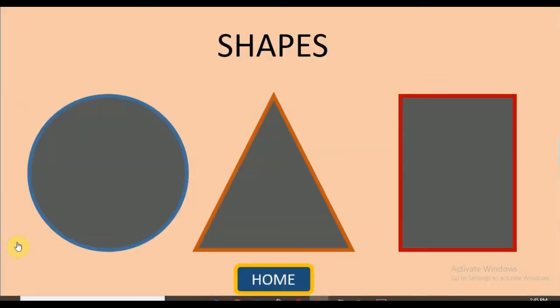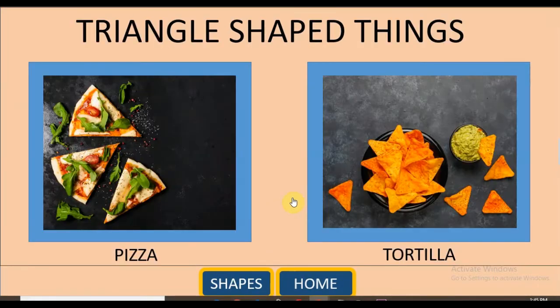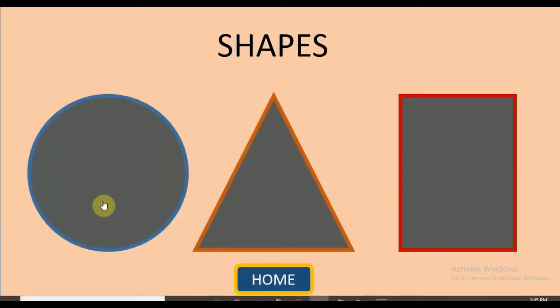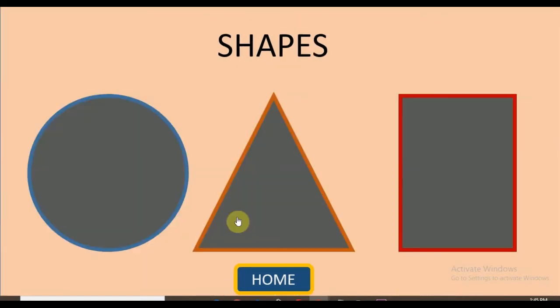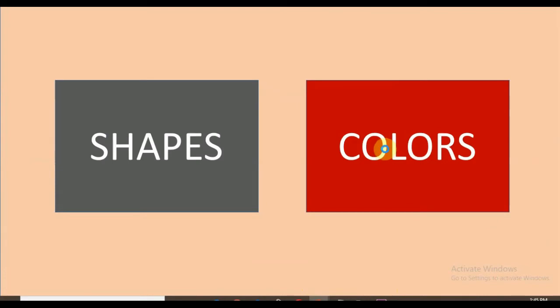Let me open this presentation and show you the difference it makes when you use Hyperlink. Now let's try to click the triangle. This should open the slide of triangle-shaped things. And if you want to choose another shape, just click the shape button and you'll be sent to a slide where you will be able to choose another shape. The same is true with colors.